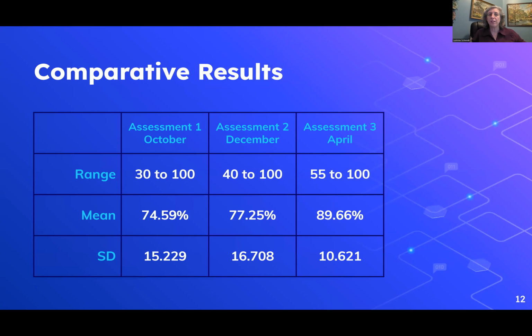Comparative descriptive results across all assessments demonstrated a rising trend. The baseline score on each assessment grew over time. Hence, the range narrowed from the first to the last assessment. The mean scores increased through the school year by over 15%.